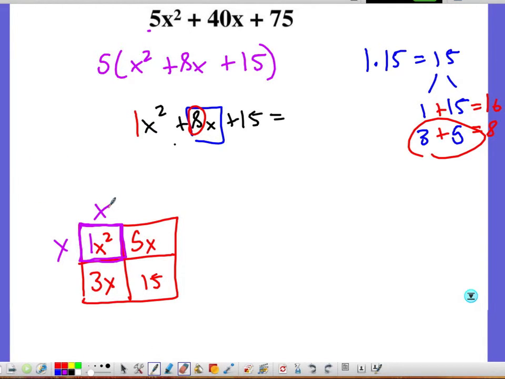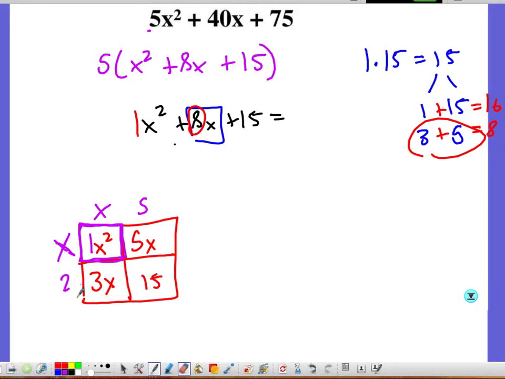Because x times x basically gives me x squared. 1x squared, same thing. Well, that was simple. So now the rest is going to follow simply as well. X times what gives me 5x? Well, that's just going to be 5.